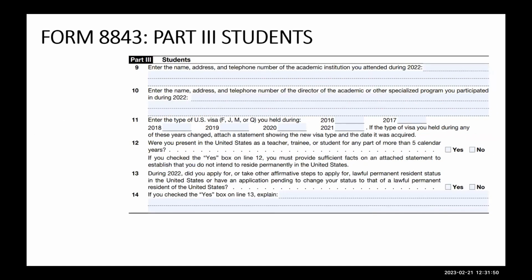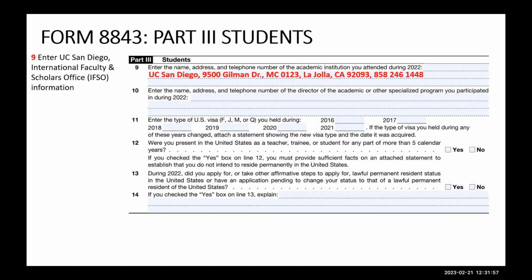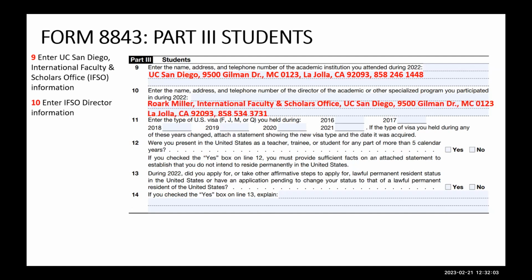Okay, let's move on to part 3 for students. This is very similar. Again, enter the address and feel free to use my phone number. And then feel free to use my contact name for question number 10. So the same kind of approach in those 2 questions, as well as the next question, where they want you to enter your immigration status for all these years. So I'm pretending that I arrived in 2018 and I was in F1 status for all subsequent years. So I put it down for those 4 years.